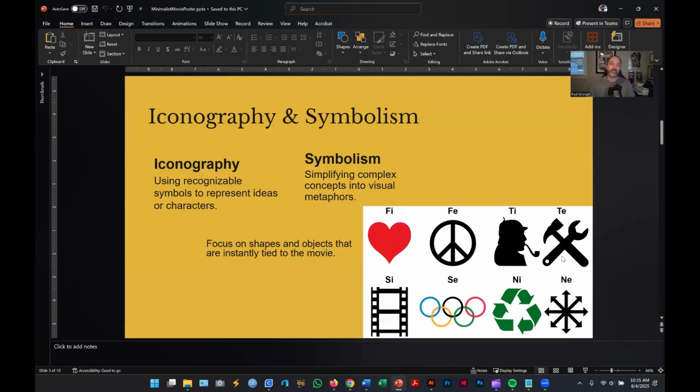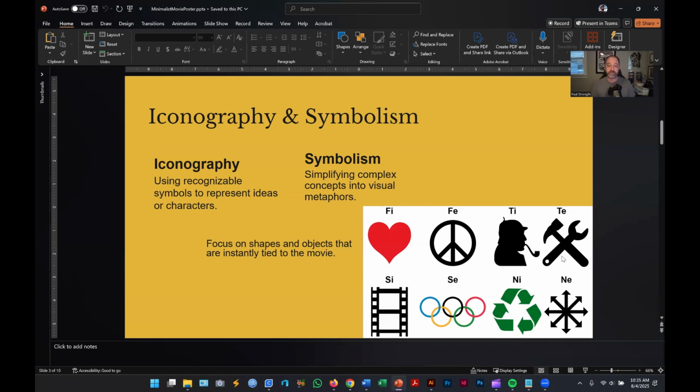All right, so let's talk about iconography and symbolism, because like we talked about in the previous slide, a glass with two straws generally means romance or friendship. And then having that label AB with a red liquid, that's blood. Immediately, I'm able to recognize that. So iconography is using recognizable symbols to represent ideas or characters. And then symbolism is simplifying complex concepts into visual metaphors.